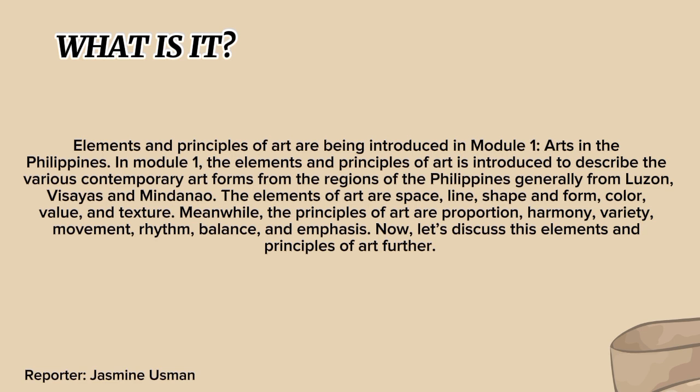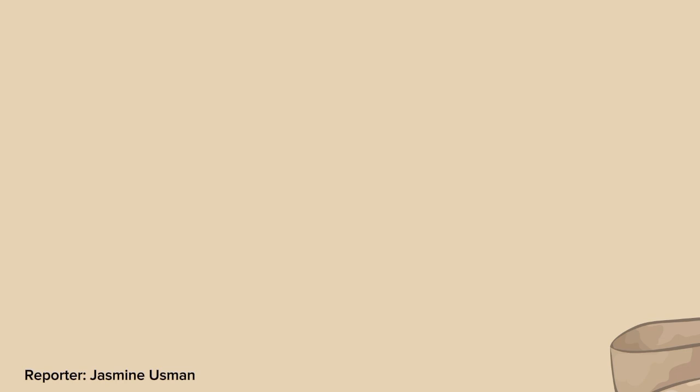The elements of art are space, line, shape, and form, color, value, and texture. Meanwhile, the principles of art are proportion, harmony, variety, movement, rhythm, balance, and emphasis. Now let's discuss these elements and principles of art further. Let's start with the elements of art.